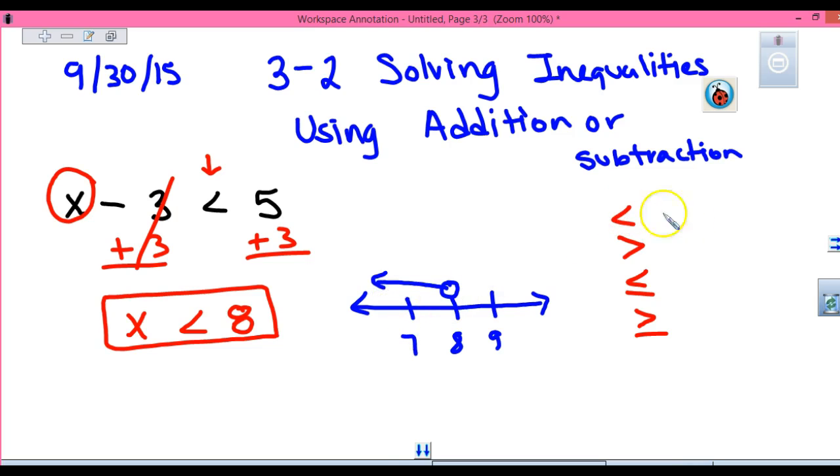Now anytime it's a less than, it's an open circle. Greater than, open circle. Less than or equal is a closed circle. Greater than or equal is a closed circle. It's just a little review from yesterday.